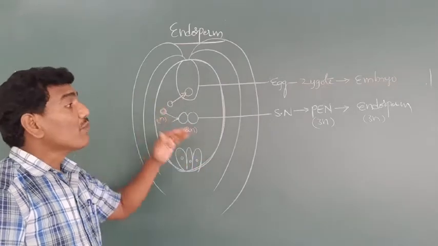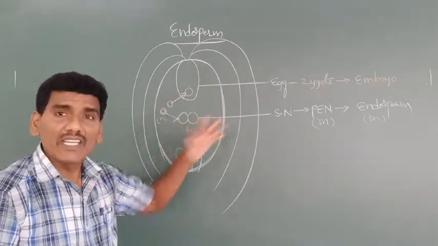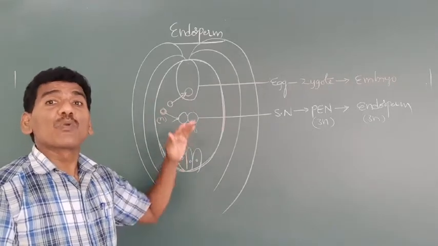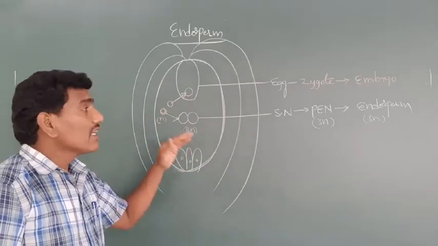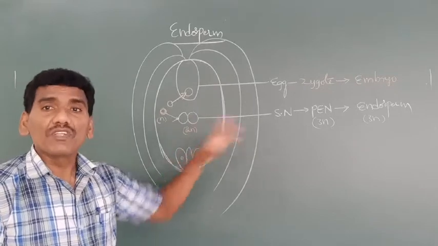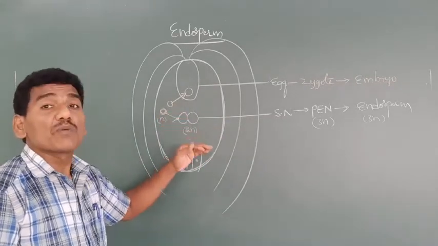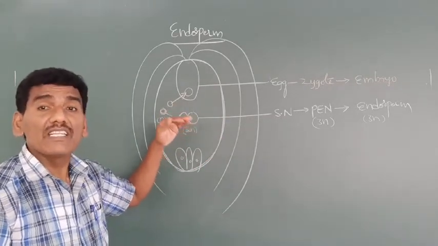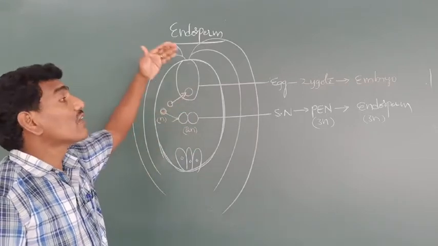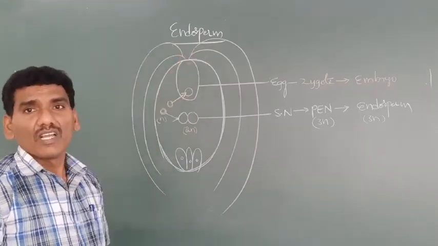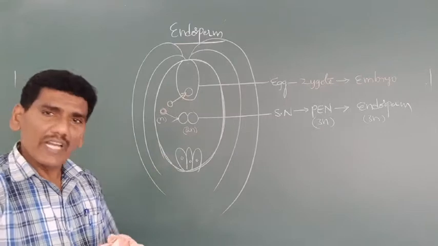That's why endosperm is a post-fertilized product. It is a product of triple fusion. Totally, two types of fertilization take place inside the embryo sac. That is called double fertilization. In this way, endosperm is developed.